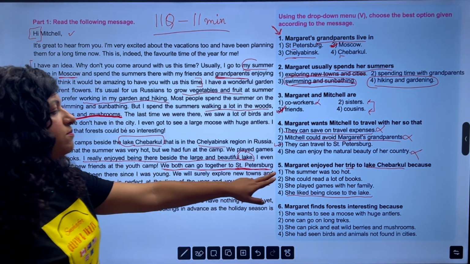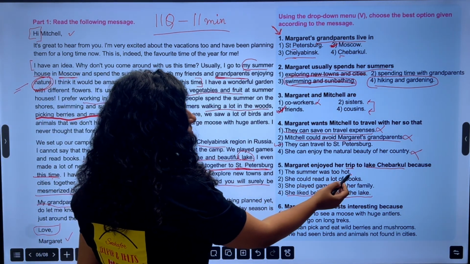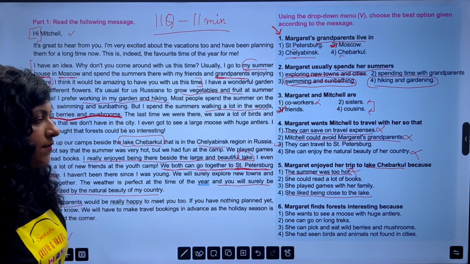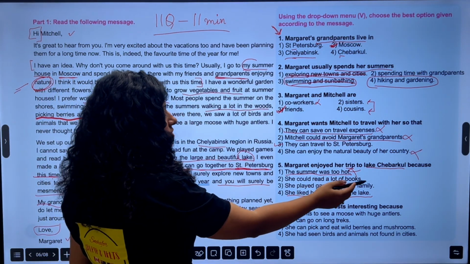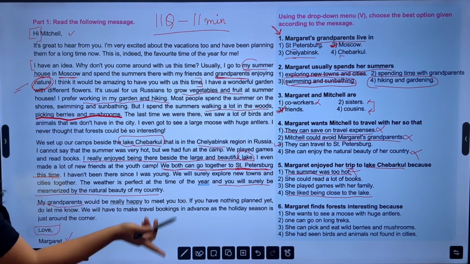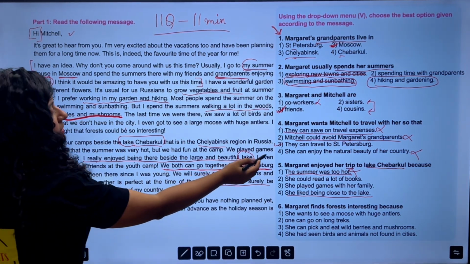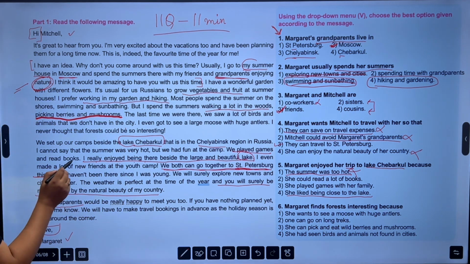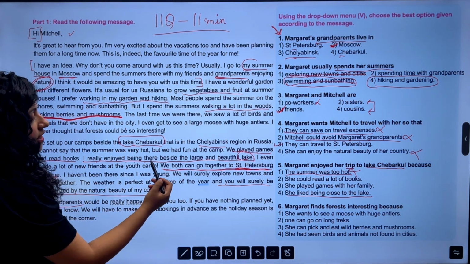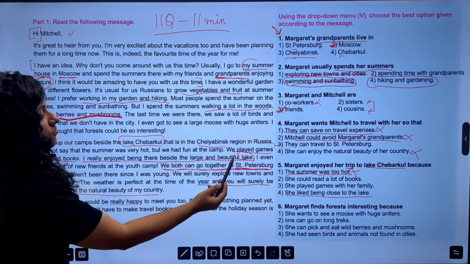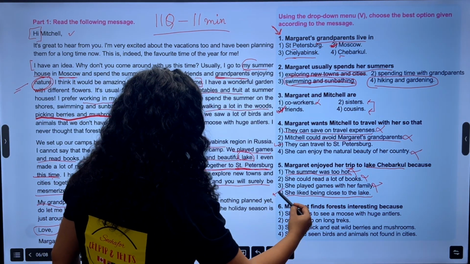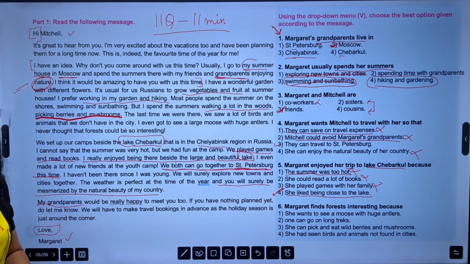Now if you look at option number 1, it doesn't make any sense. If the summer was too hot, why she would enjoy her trip? And option number 2 says because she could read a lot of books. No, this was the activity that she mentioned, that they played games and they read books. That is not the reason. The reason is here. I really enjoyed there beside the large and beautiful lake. So it doesn't make any sense, these two options. Fourth is going to be the correct answer.